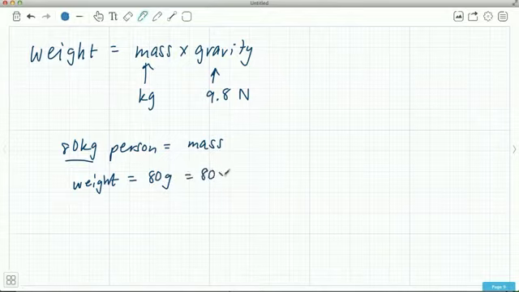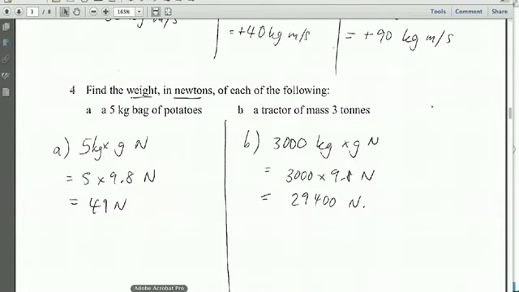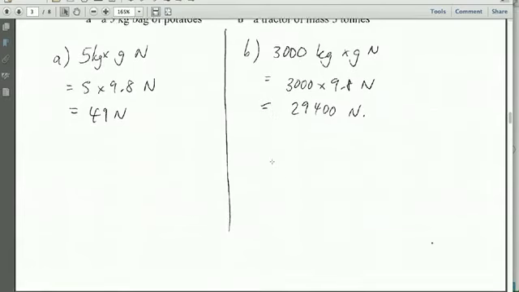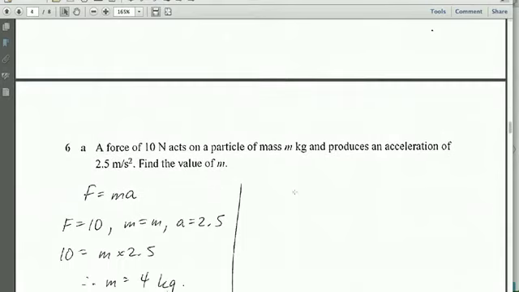Or 80 times 9.8. So you can look at it in terms of g as well if you want to leave it that way. It can get confusing if you have grams, but that's why we want to use kilos all the time. All right, next one is a force of 10 newtons acting on a particle of m kilos produces a particular acceleration. Find the value of m.